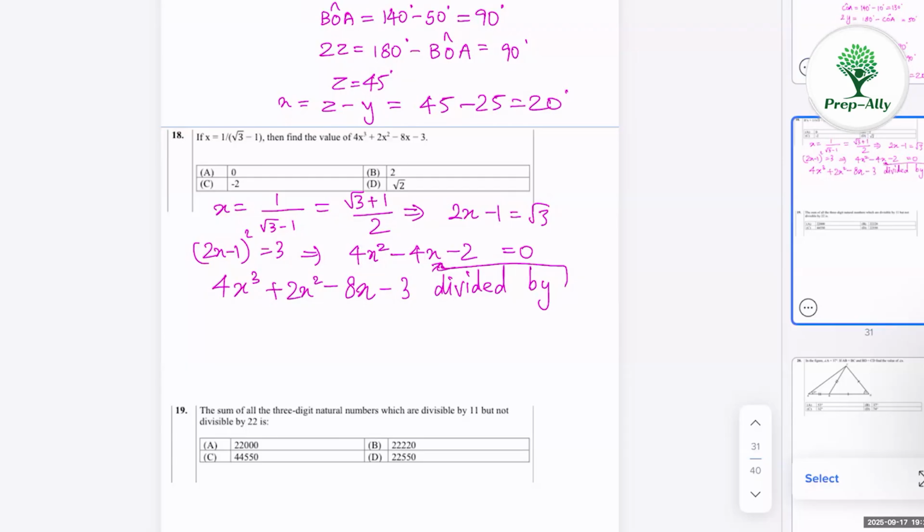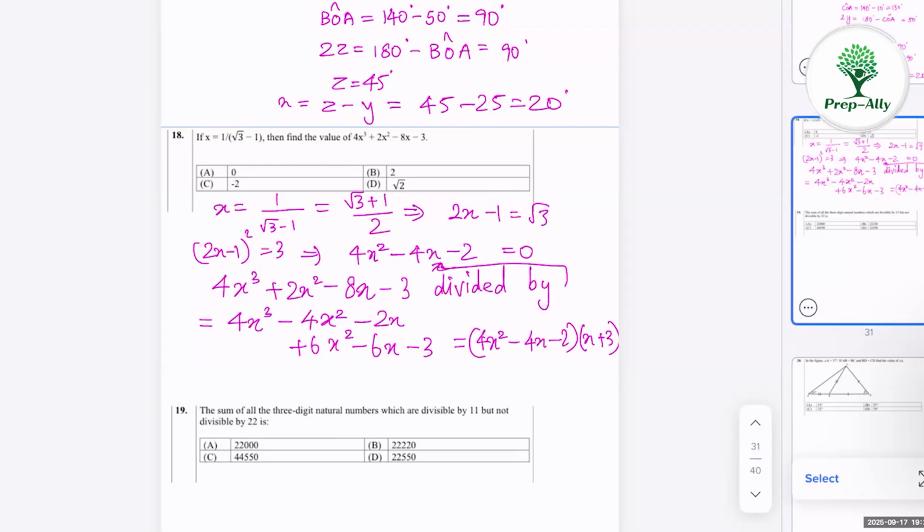So we have 4x cube minus 4x square. So this is equal to minus 2x plus 6x square minus 6x minus 3, right? So now this can be written as 4x square minus 4x minus 2 into x plus 3.